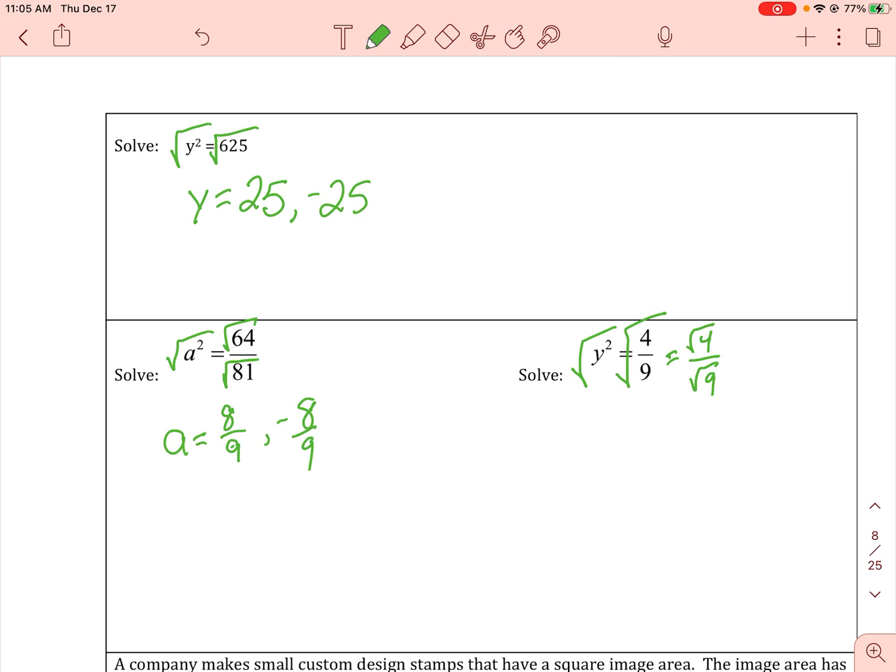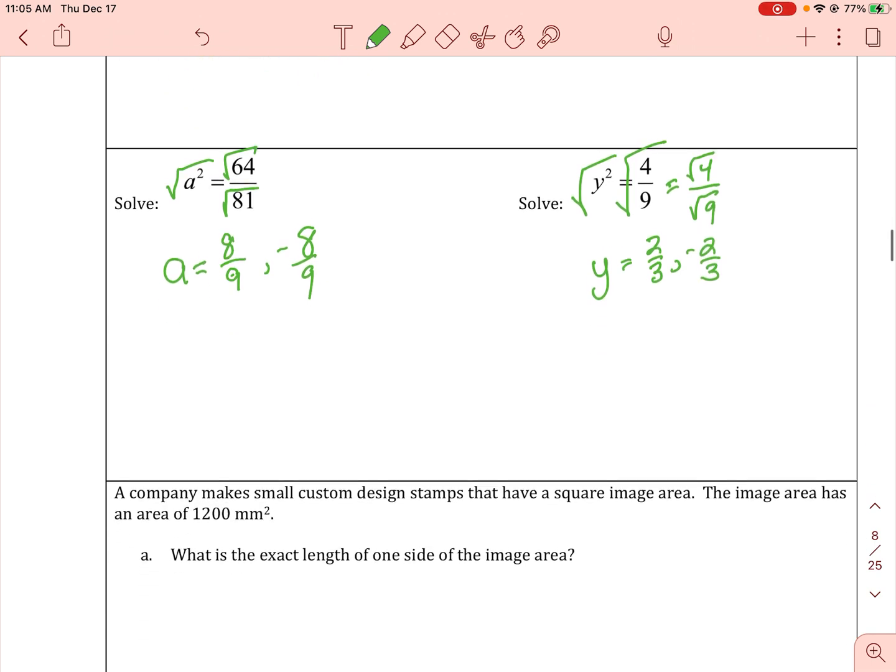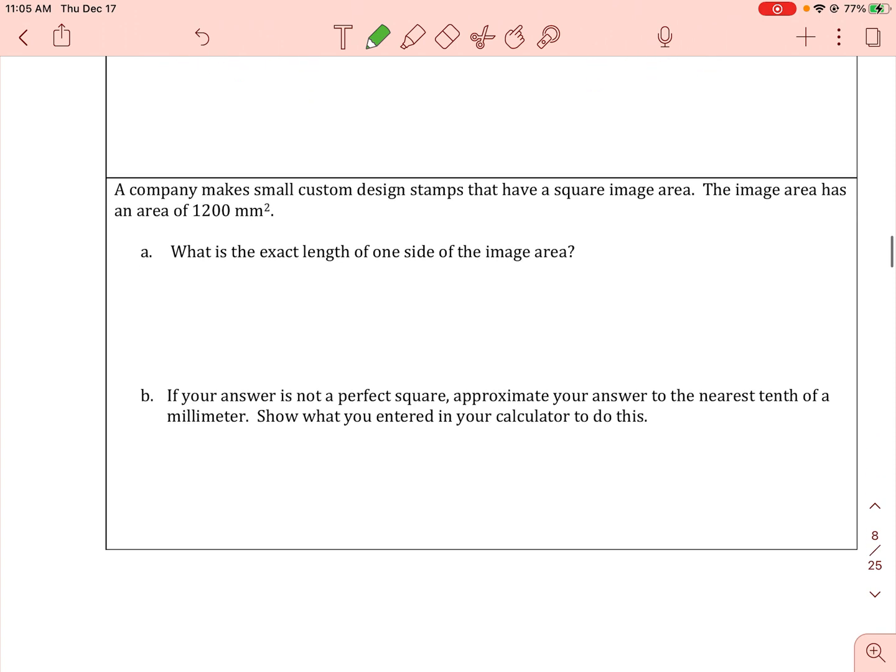So that gives you more of an idea of what we are looking for. So we get 2 over 3 and negative 2 over 3, because when we square root an equation, we get two possible answers. So we have the area of a square rug.